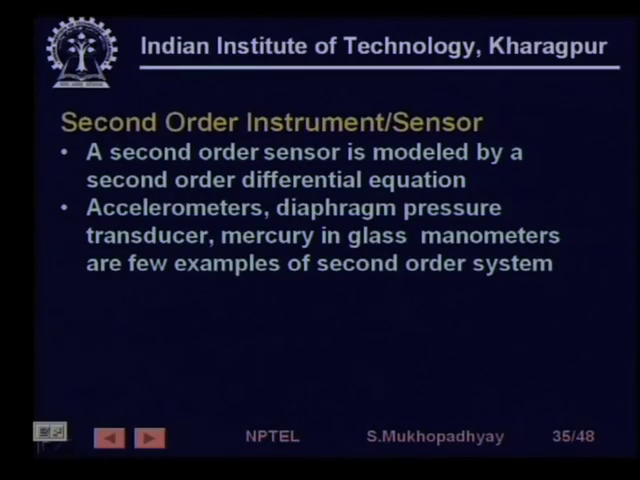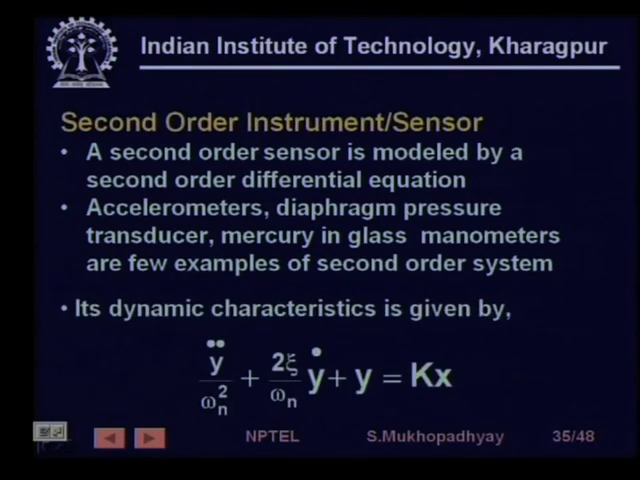So, some instruments are rather assumed to be governed by a second order differential equation, for example, accelerometer, anything which has mass spring damper kind of representation, and we will have second order dynamics. So, its input output dynamics is given by a second order differential equation as shown, in which there are two parameters, one is called a natural frequency, another is called a damping factor.